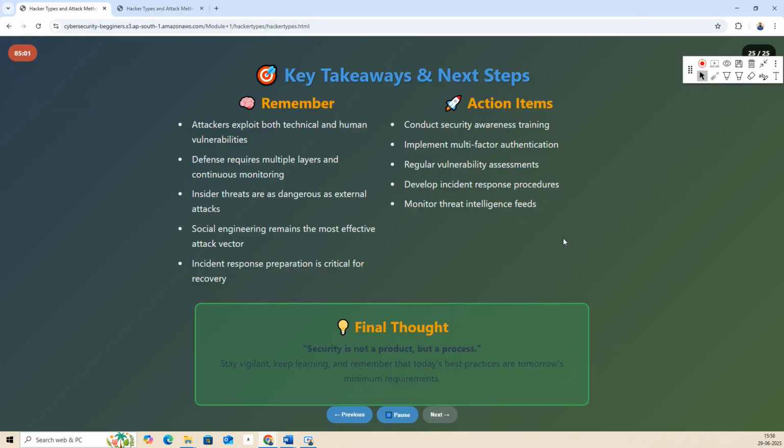So security is not a product but a process. Stay vigilant, keep learning, and remember that today's best practices are tomorrow's minimum requirements.